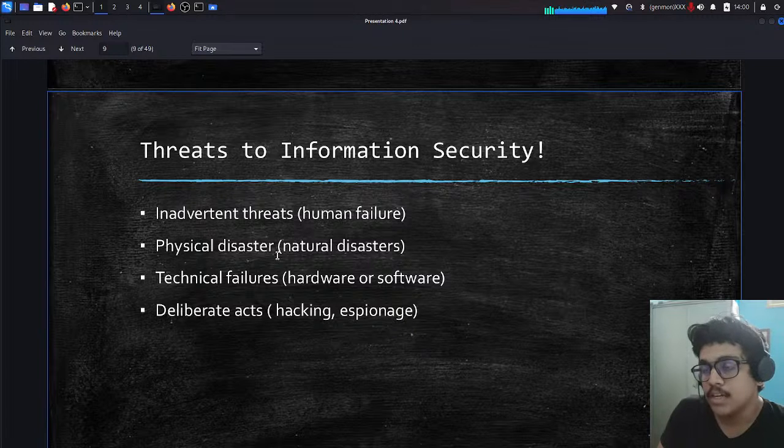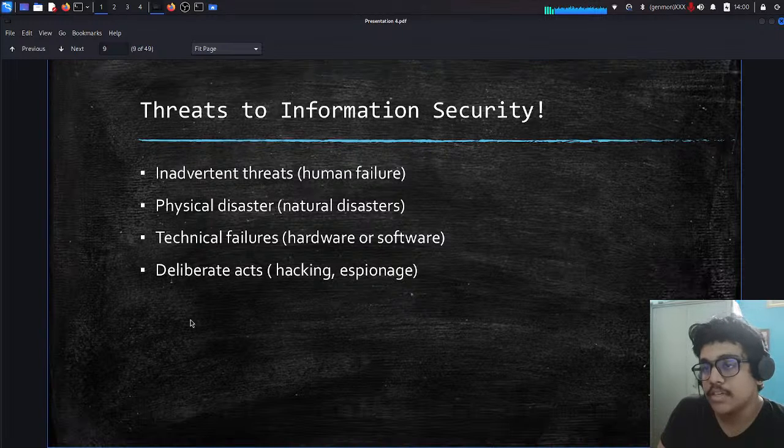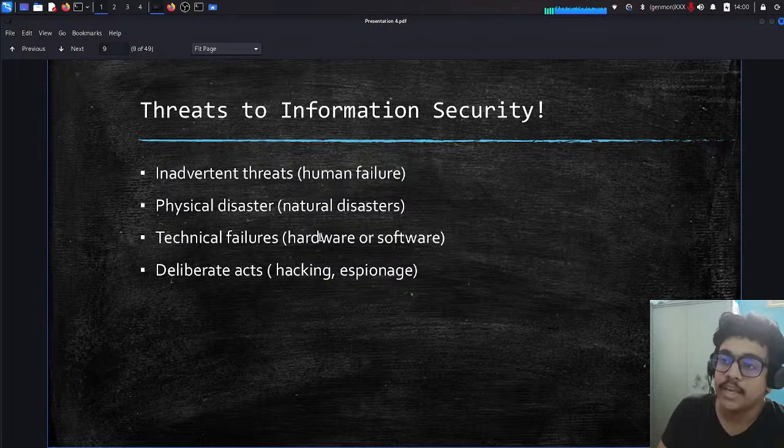Next is physical disaster. Physical disaster can be caused, for example, if you have destroyed your mobile phone by some cause, it got broken or the memory got corrupted, it can be said as a natural disaster. Next is technical failure. If there is a failure in the software or hardware, for example, your screen got broken, and when you try to repair it, you accidentally erase the data of that particular system or mobile phone, it is known as technical failure.